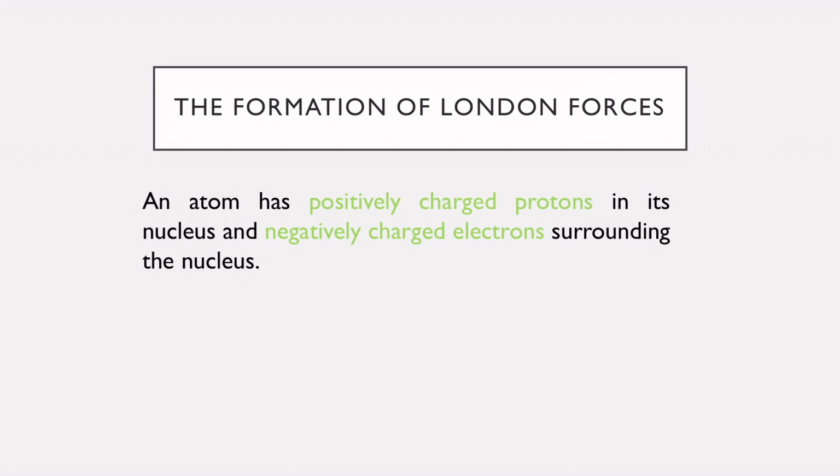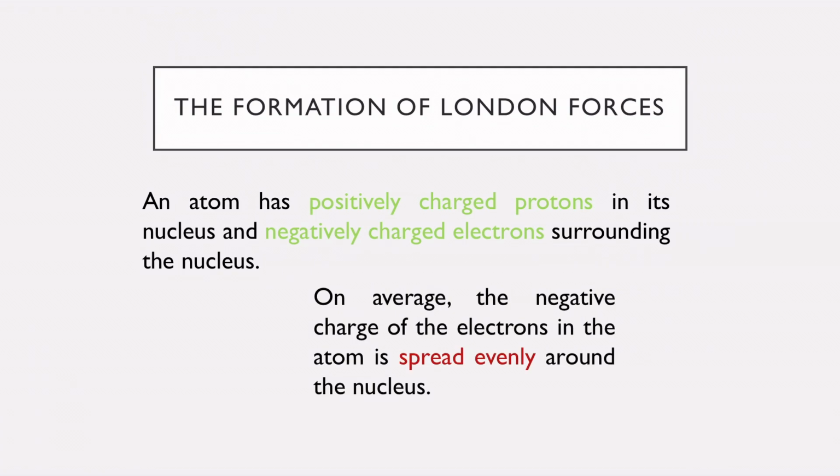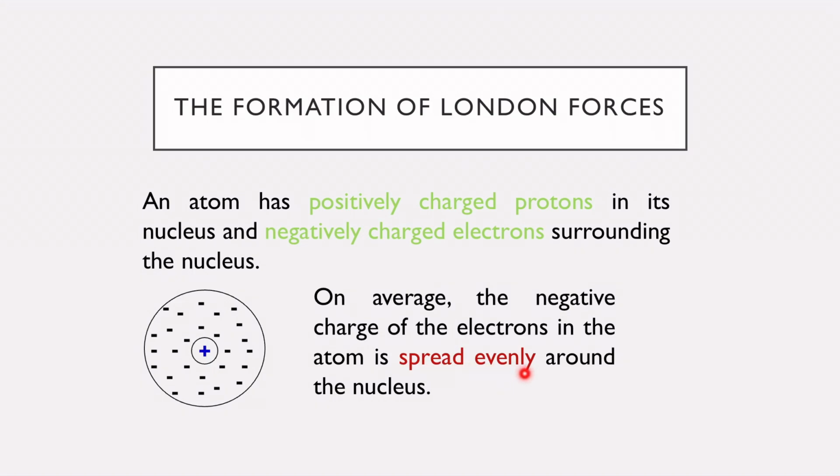So an atom has positively charged protons in its nucleus, right? And negatively charged electrons surrounding the nucleus. So usually the negative charge of the electrons is spread evenly around the nucleus. So this is a neutral atom. Okay? A neutral atom where the electrons are spread evenly. Okay.